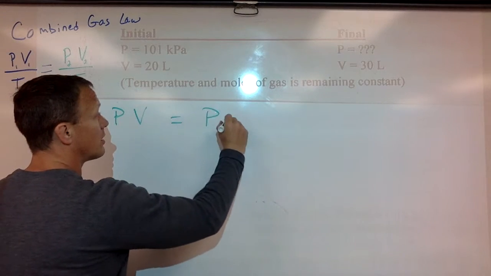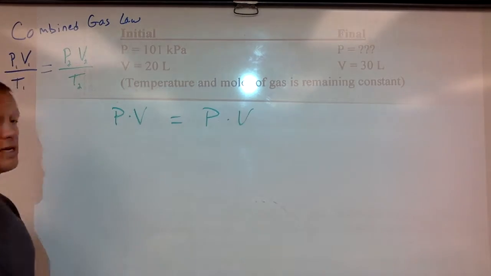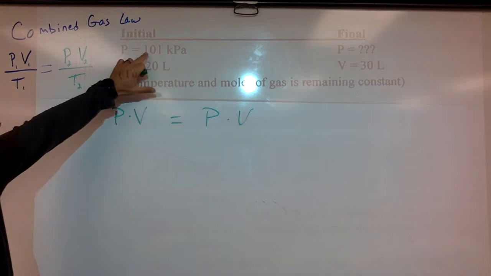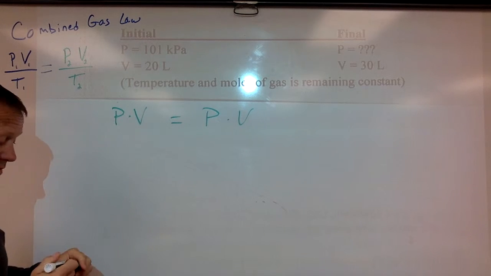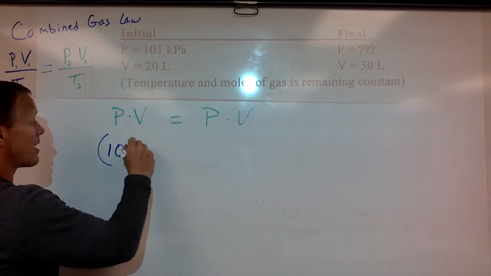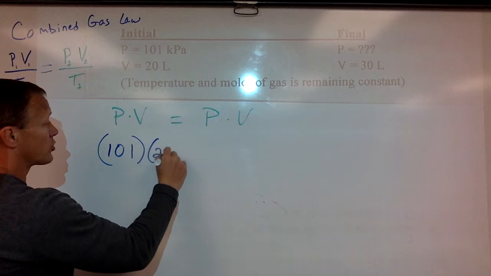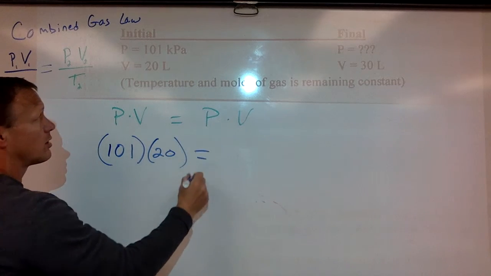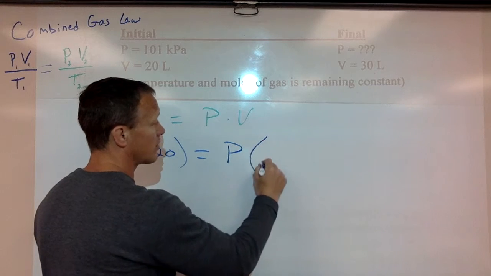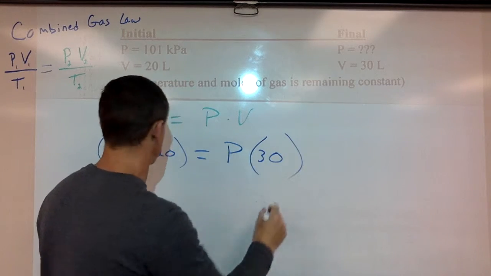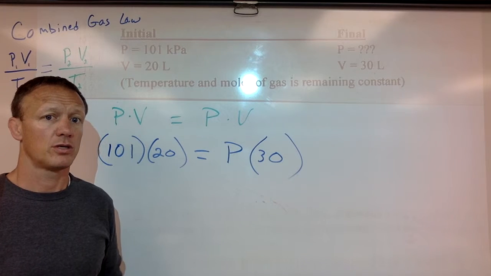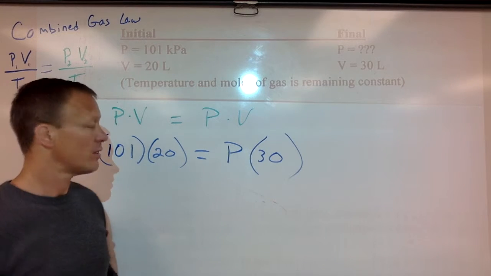PV, P times V equals P times V. So we have a gas at this number of kilopascals, which is basically pressure at sea level. So we have a gas at 101 kilopascals, and the volume is 20 liters. What pressure will the gas have if it's at 30 liters? Well, if a gas spreads out, it now has less pressure. That pressure had to go down a little bit for it to spread out.